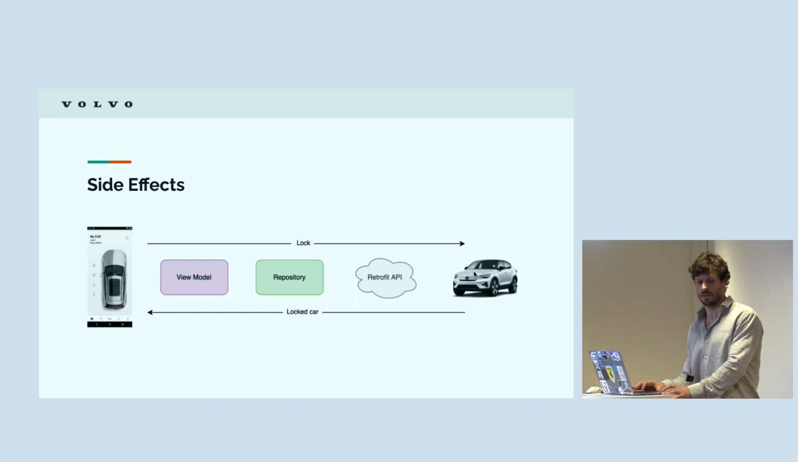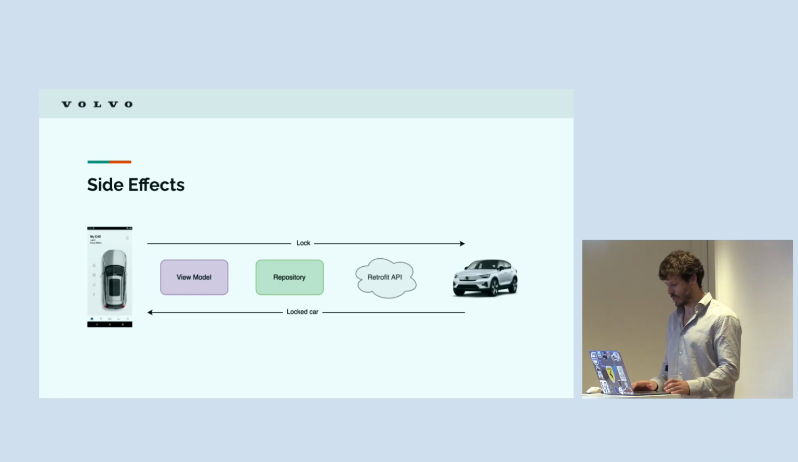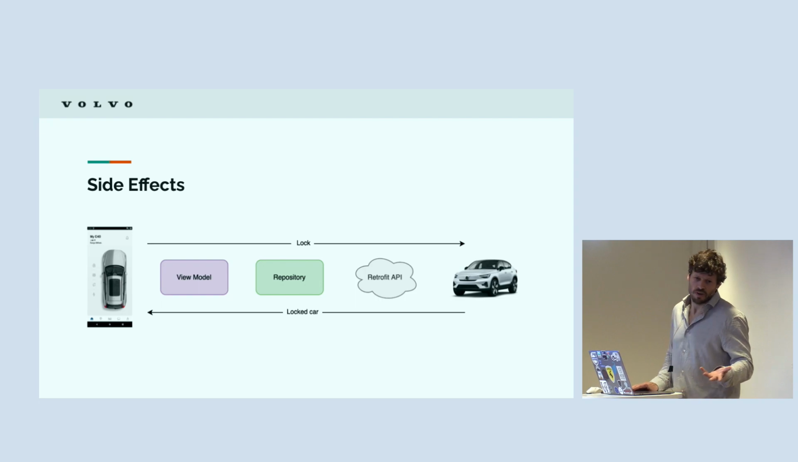The new car state, that is now locked, will go back, and we will show it on the UI. Your car is now locked. You can enjoy your beer quietly. Or if you drink water, you can drink water as well.